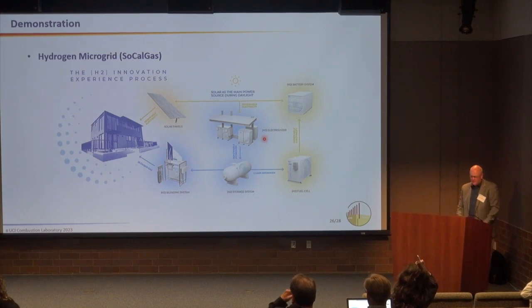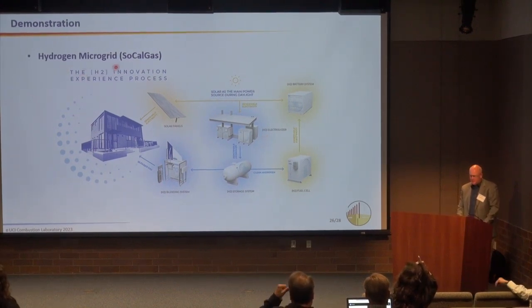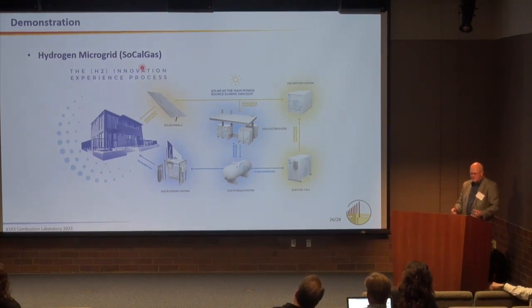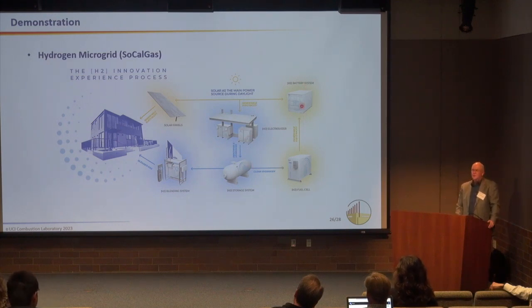Demonstrations. Here's one: a hydrogen microgrid, SoCal Gas. It feels a little, this is in their best interest, so it's kind of not great. But the idea is that they have a home with solar panels and electrolyzers that make hydrogen. This hydrogen could be used to fuel a fuel cell car, or could be stored, just like electricity in a battery, and then used when you need it. I mean, hydrogen as a storage medium.